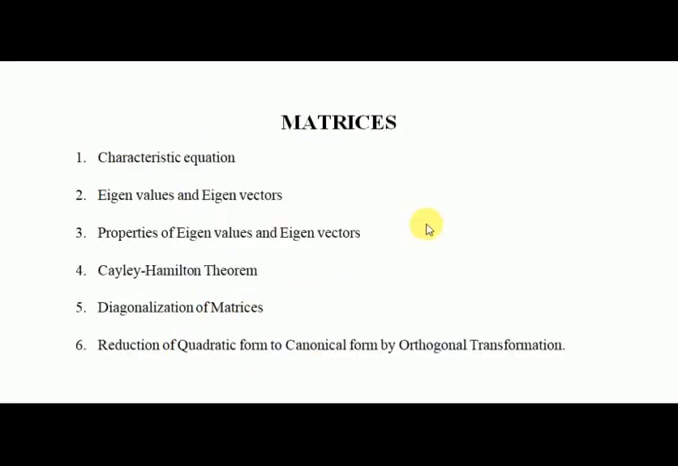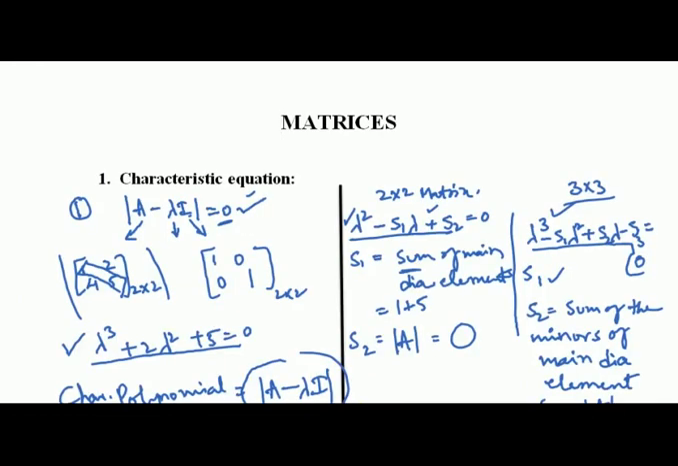Till now, I've finished first 4 topics, that is up to Cayley-Hamilton theorem. In next videos, I will give you example problems for each and every topic. Now, I want to continue with the fifth topic, that is diagonalization of matrices, and along with the sixth topic. Now we'll go to the fifth topic, that is diagonalization of matrices.